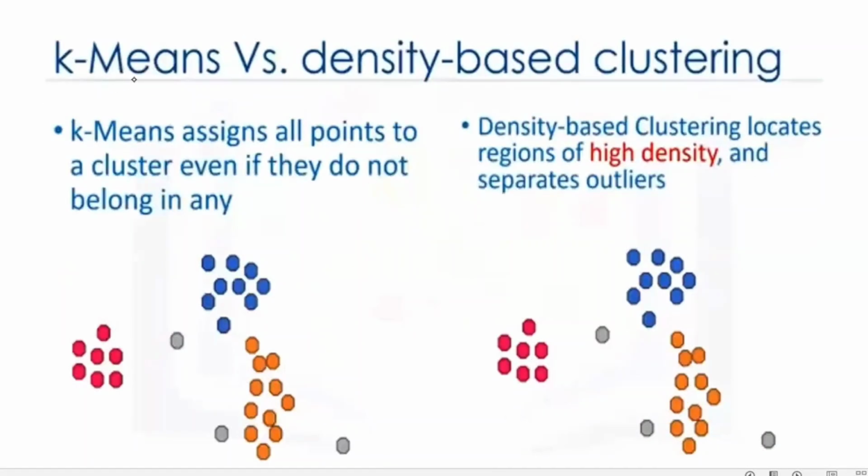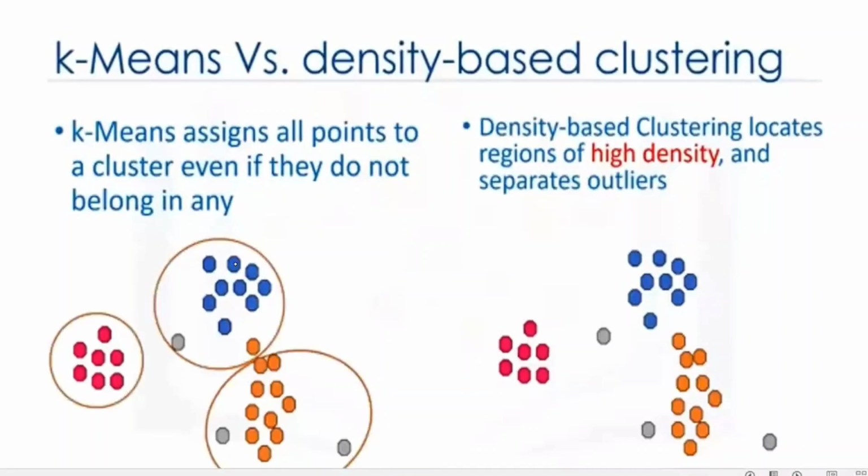Next, what is the major difference between K-means and density-based clustering? Density-based clustering was created because there are some data points which are outliers, not related to that particular cluster, but still included. K-means assigns all data points to a cluster, even those that don't belong. For example, this data point is neither this one nor this one, it is unique, but K-means is going to combine it into one of them. So K-means combines each and every data point into one cluster.